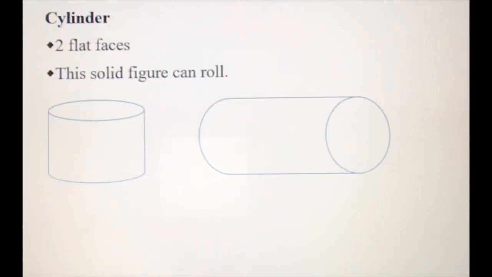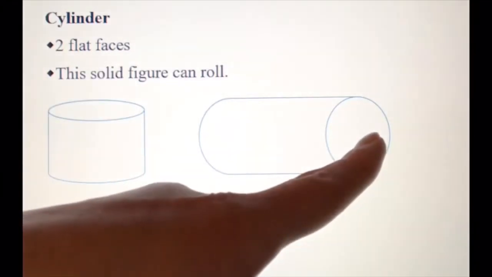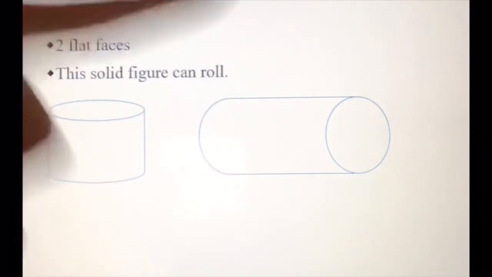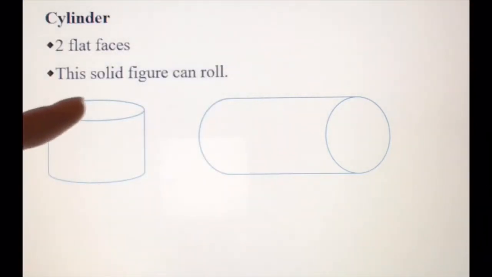The next solid figure is a cylinder. A cylinder has two flat faces, so you can see one of them here, the other is on the bottom. Here's a flat face, and the other is on the other side. This solid figure can roll. If you have it like this, you can roll it back and forth, or you can set it on either one of the flat faces and it will not roll.